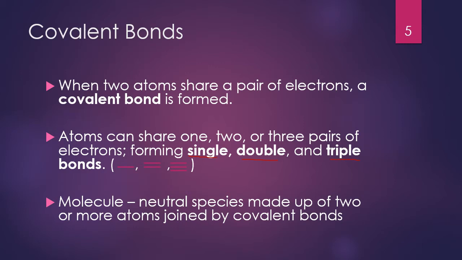When we write the bonds, we write them with lines. So a single bond is just a single line. A double bond we would represent with 2 lines, each line being 2 electrons, for a total of 4. A triple bond would be 3 horizontal lines, each line representing 2 electrons for a total of 6.